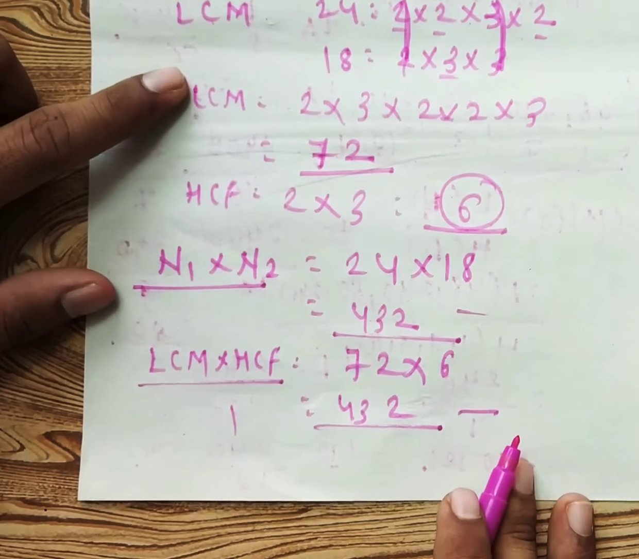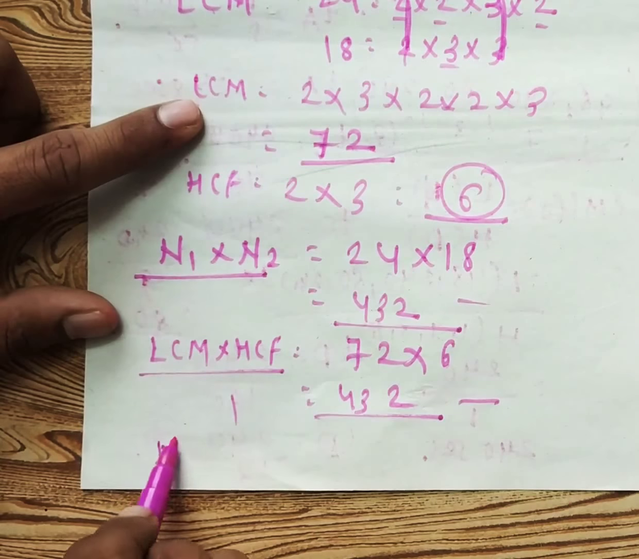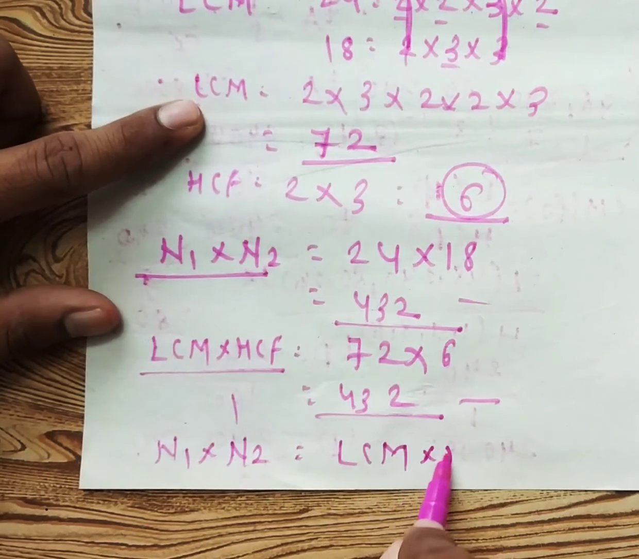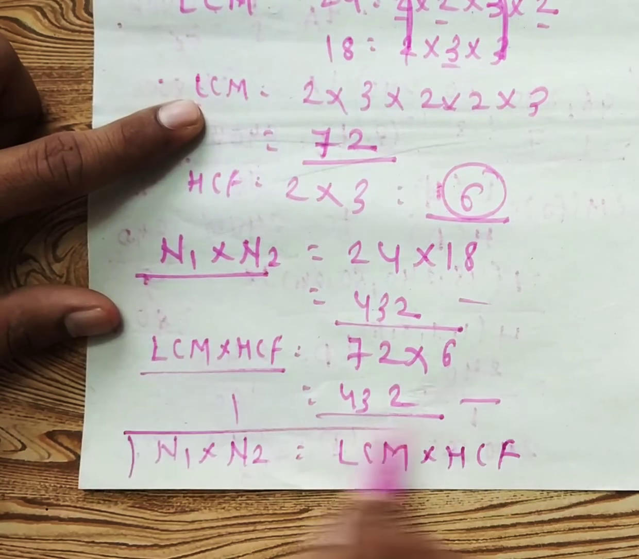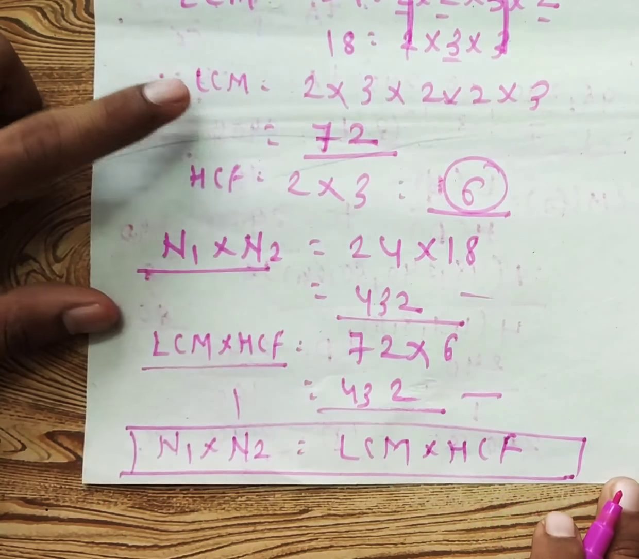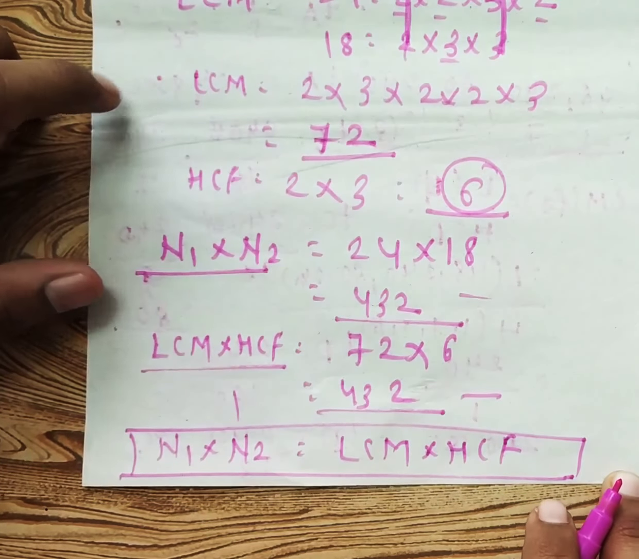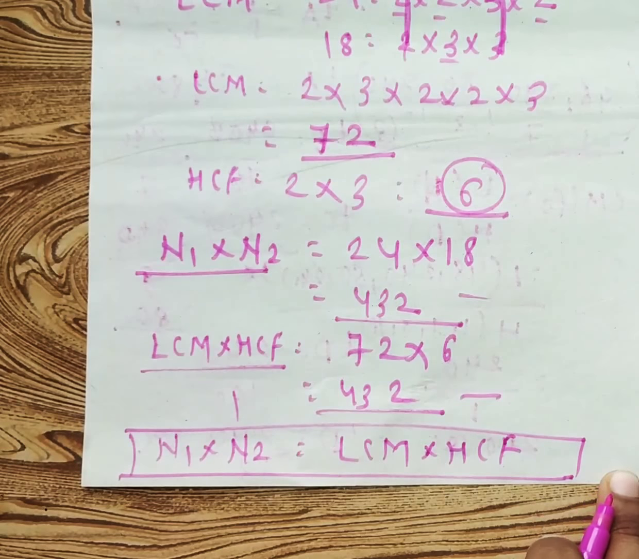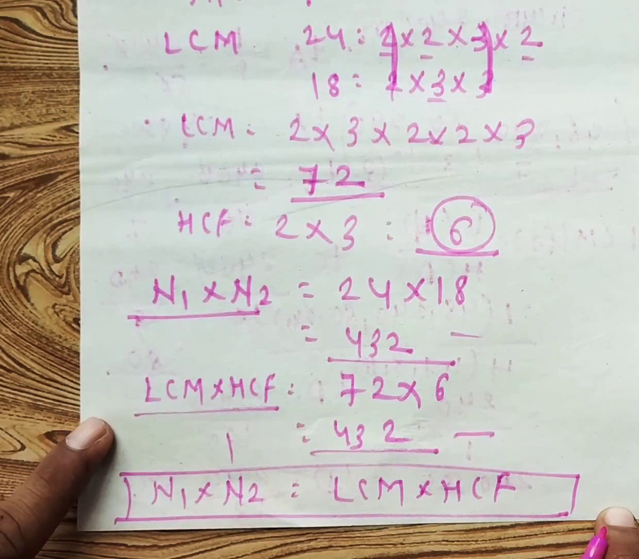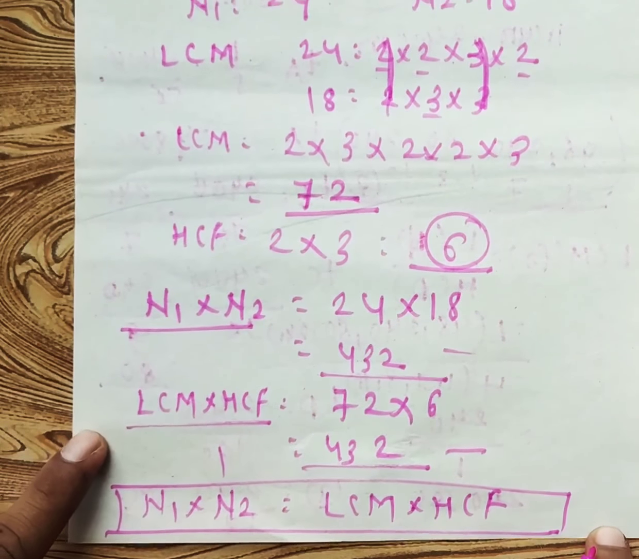The same is here. So from this I can conclude that n1 into n2 is always equal to LCM into HCF. This is very important. Please note it down, because using this formula we will calculate a lot of problems on LCM and HCF. The multiplication of two numbers is always equal to the multiplication of the LCM and HCF of those numbers. So n1 into n2 is equal to LCM into HCF.